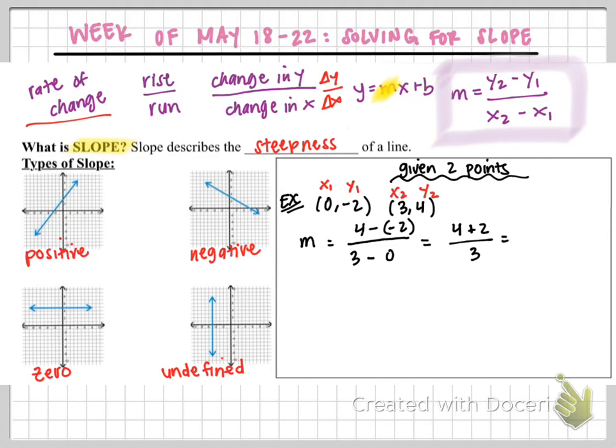Simplify some more. On the top, 4 plus 2, that gives me 6. On the bottom is 3. I can definitely simplify that. 6 divided by 3, or 6 over 3, that gives me 2. So my slope is 2. Let's try one more example.